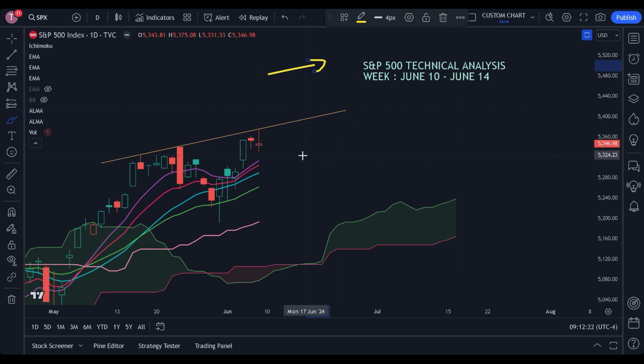So now guys, before I discuss the agenda of this S&P 500 weekly technical analysis, let me give you a quick recap of what we were anticipating last week and what was seen in the market.